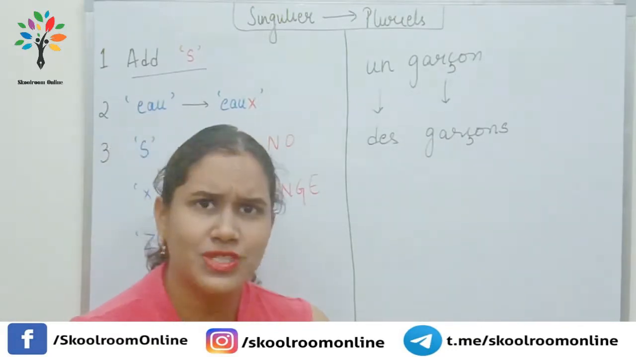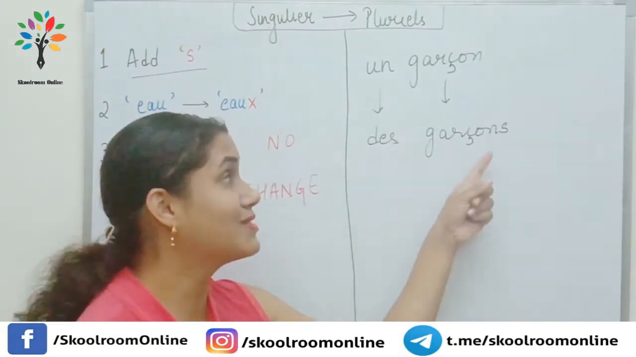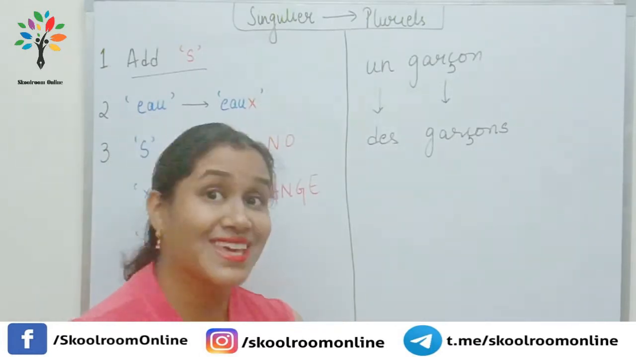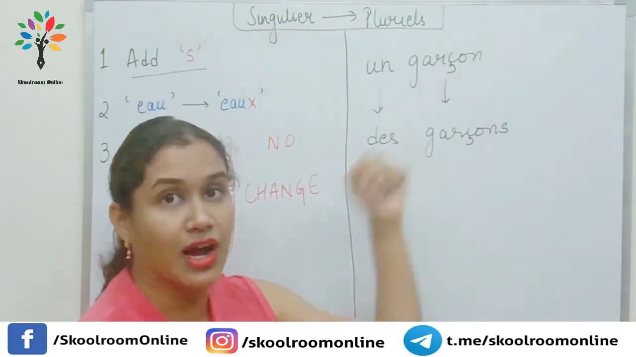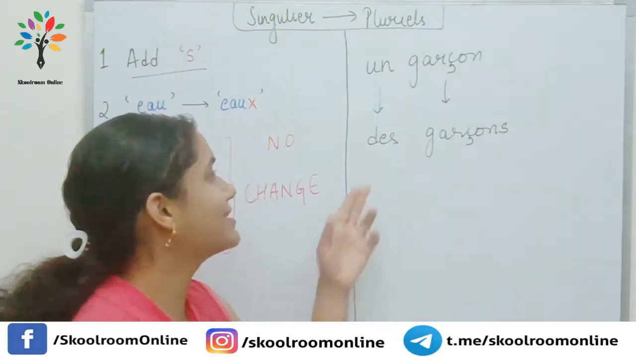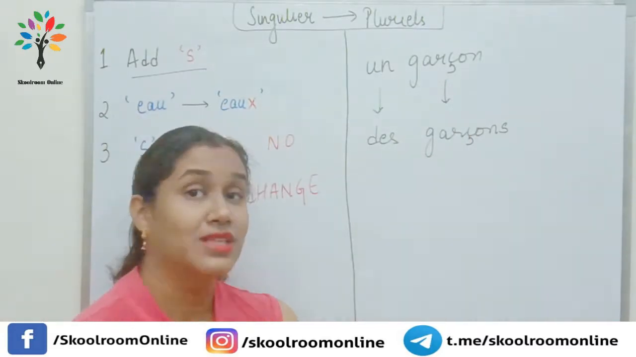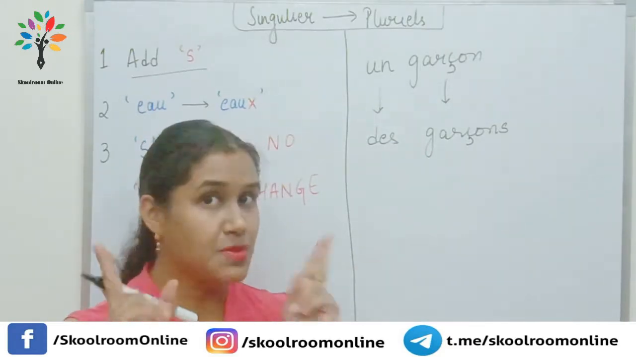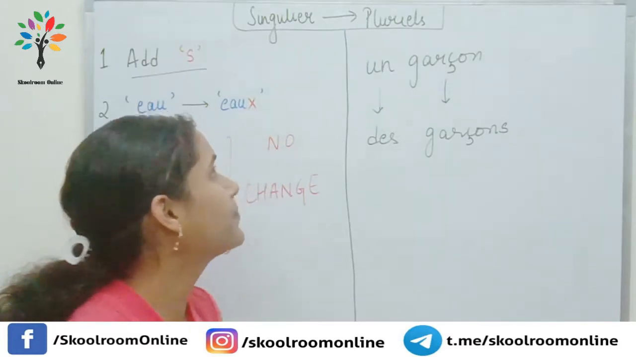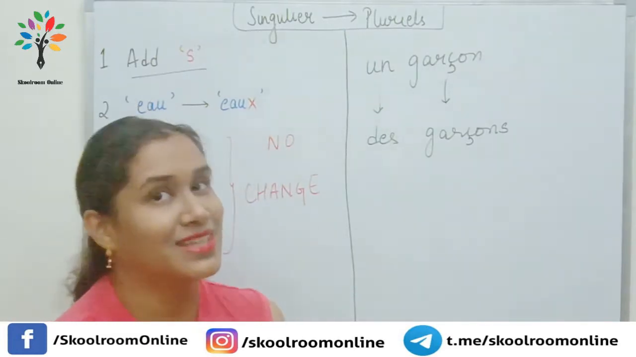Now, did you notice that I did not pronounce the S when I was speaking in plural? In singular, it is "un garçon", and in plural it is "des garçons". The S is not pronounced. Okay, that's an important point. Remember it.